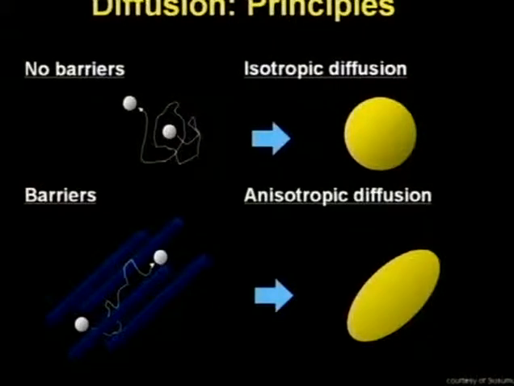And we can exploit this to make maps of where in the brain water is able to diffuse freely and where in the brain it's able to diffuse primarily in one direction over another, and we can use that information to make a map of where these tracts are in the brain.